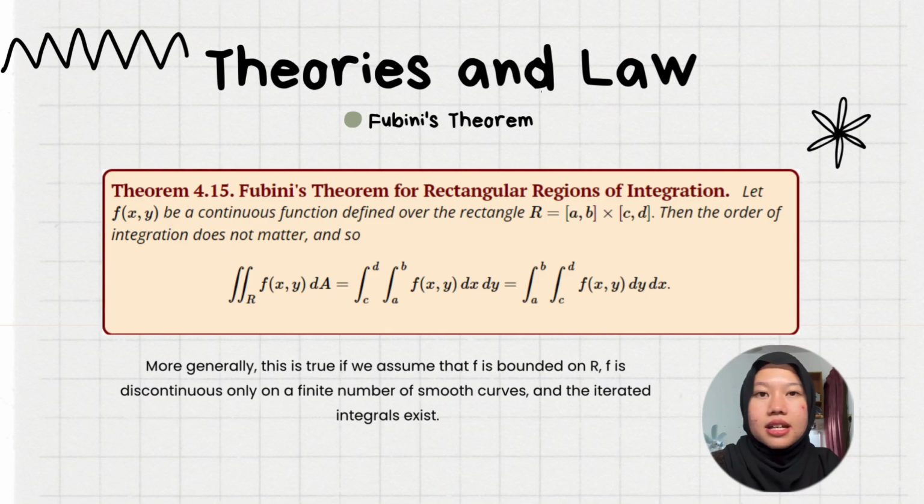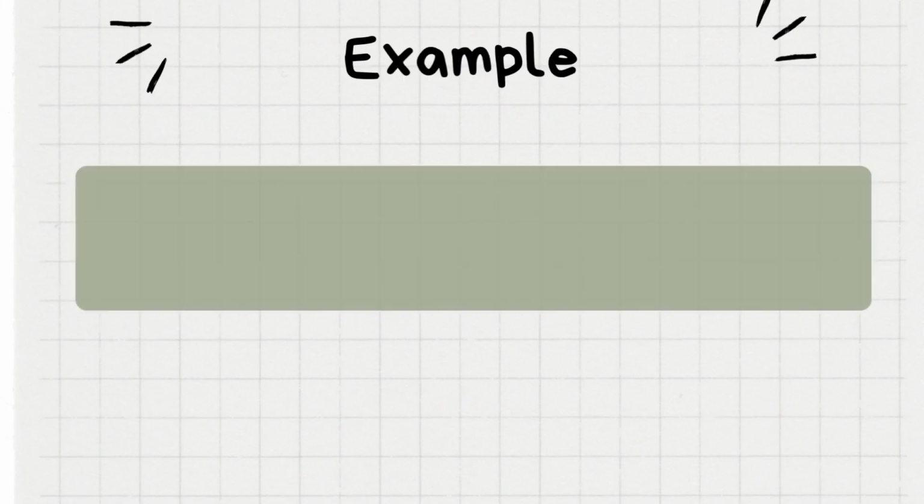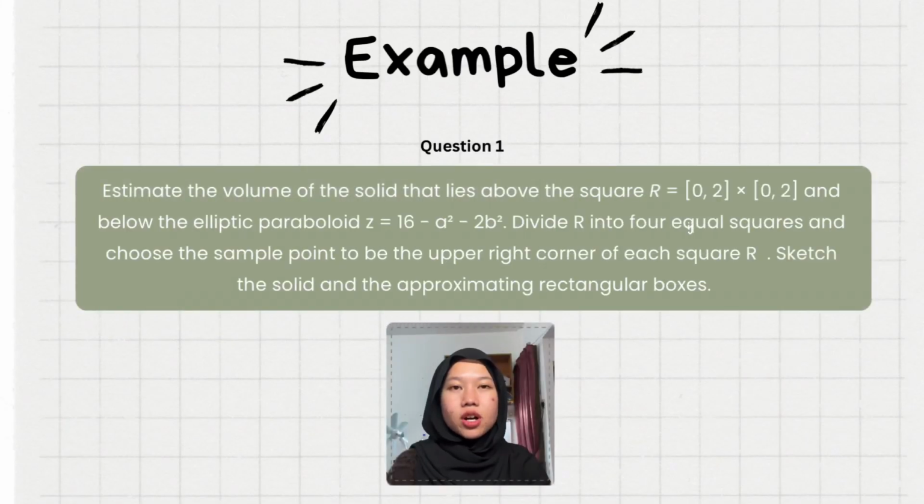More generally, this is true if we assume that f is bounded on R, f is discontinuous only on a finite number of smooth curves, and the integrals exist. So here are some examples for our topic.